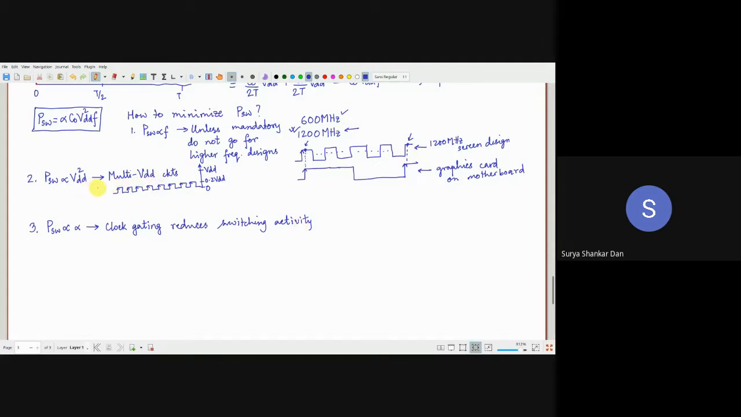One, I have discussed scaling theory, but scaling theory has nothing to do with the circuit designers. Circuit designers can go for multi-VDD circuits. Number 4, of course, चार ही तो है, alpha, CO, VDD and F. The only one that is remaining is the CO. उसका क्या कर सकते हैं?